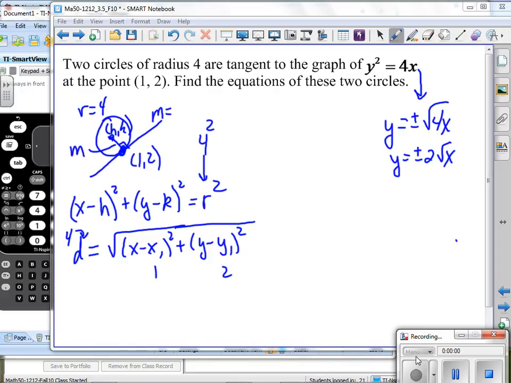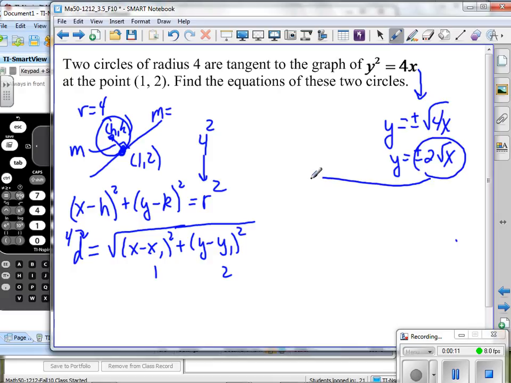Say that one more time. Put 2 square root of x in for y, because that would then give me this equation with one variable. Okay, so if I substitute this quantity in for this, could I then solve for x, which is equivalent to what we're doing here? Actually, we're looking at h and k.